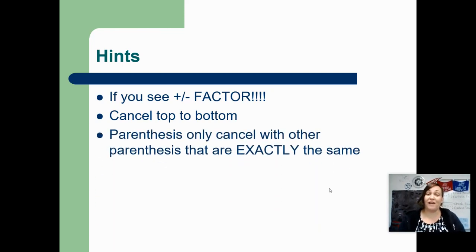Since we're going to be doing factoring, we're going to have a lot of parentheses in these problems. Parentheses can only cancel out with another parentheses that's exactly 100% the same. Same numbers, same letters, same symbols in the same order. When you're canceling out a parentheses, you're going to cancel out the entire thing. You're not going to cancel out the pieces, and I'll show you that in some examples.